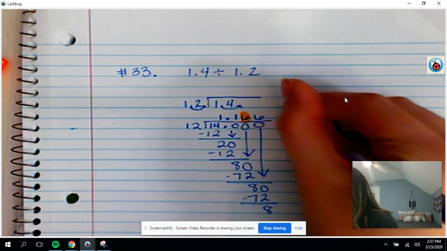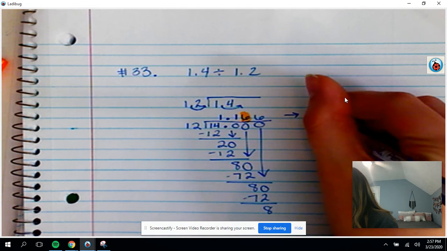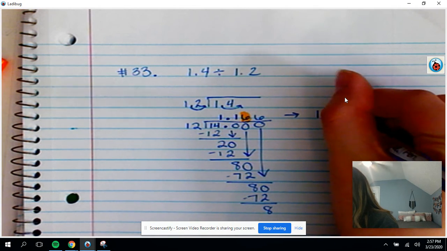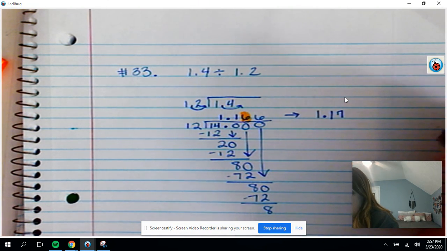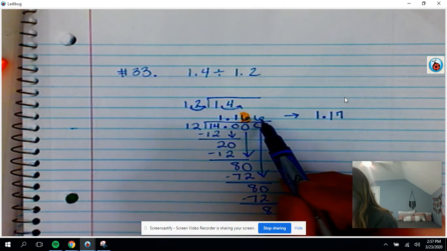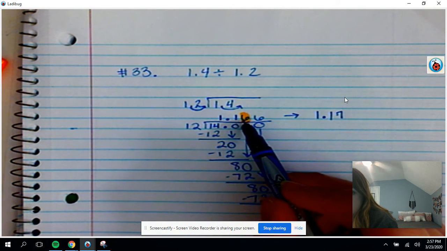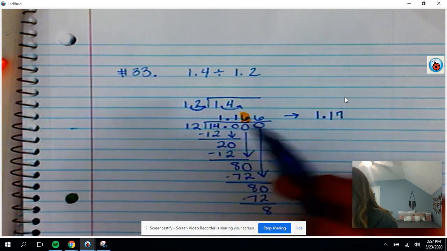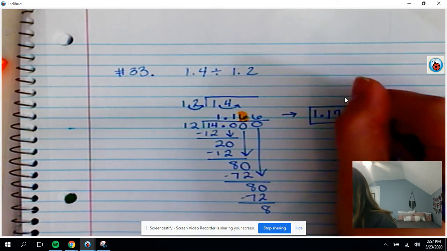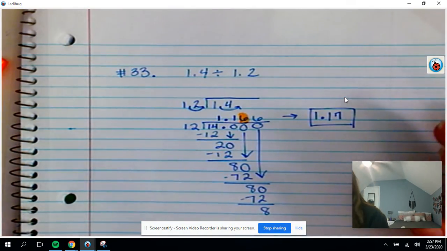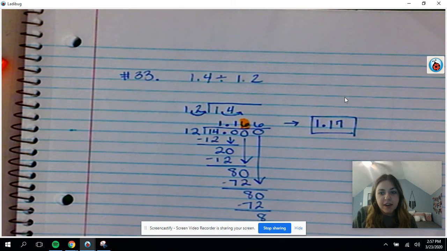So your final answer for 33 would be 1.17, because this 6 made that 6 go up 1. And I think that's what they're looking for. That's how I would have interpreted the directions.